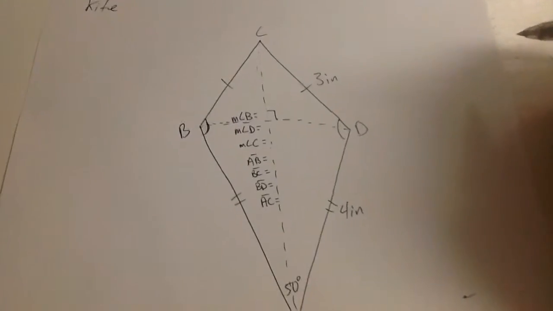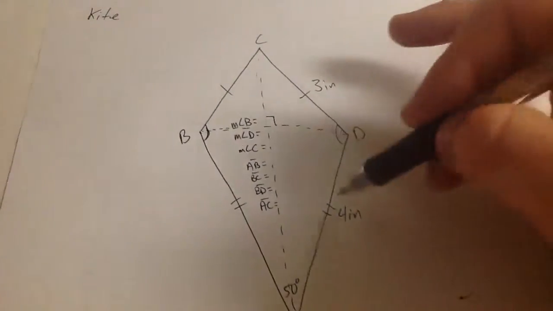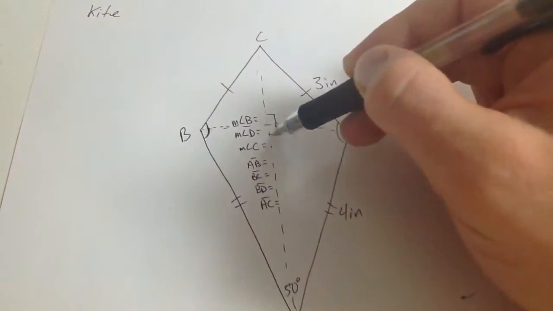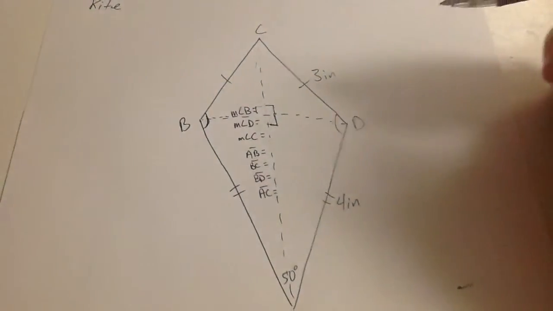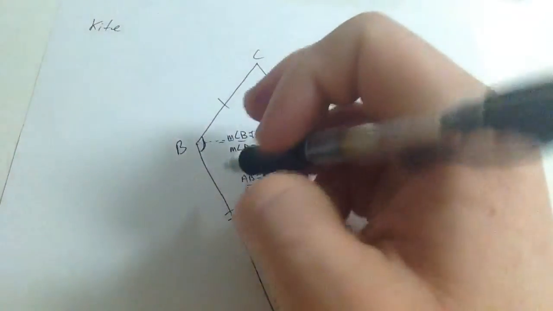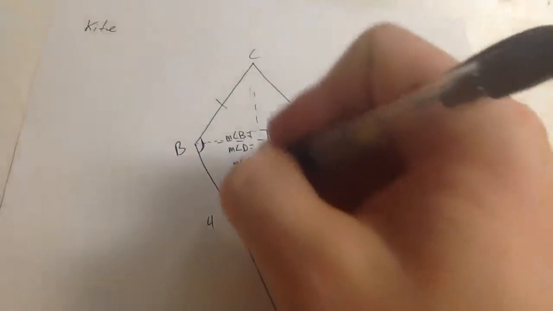The hard part of this one is you don't know much, and it's going to be easiest to work with these right triangles in here. The reason that's easiest is because we know how to work with right triangles. We know SOHCAHTOA and we know the Pythagorean theorem. So I know this side's 4. I'm just going to look at this triangle right here.